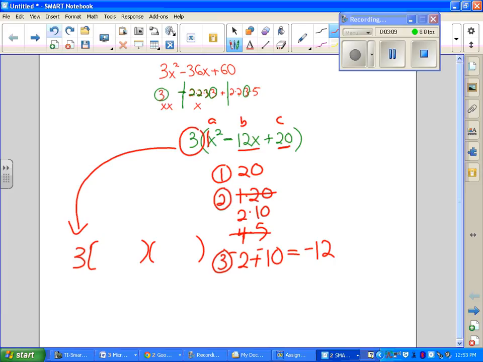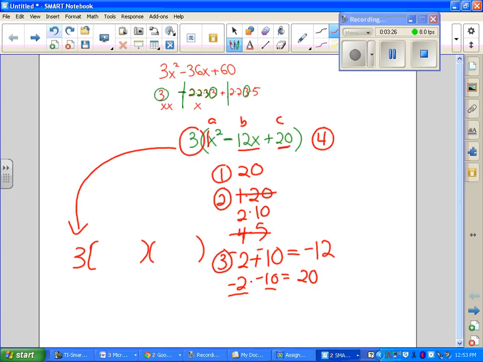Now let's see on the other part. Is negative 2 times negative 10 equal to positive 20? It is, so I know that I need to use the negative 2 and the negative 10. All right, step number 4. I'll put it over here.